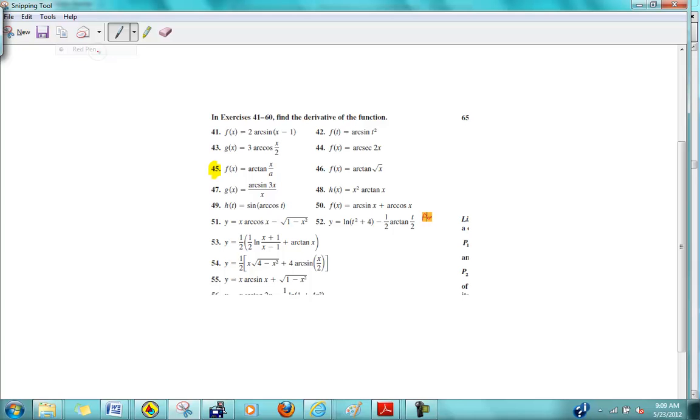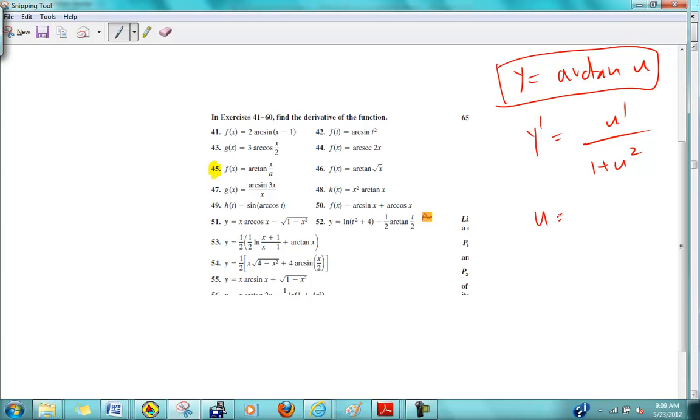So before we do that, let's get the formula down. If y equals arctangent u, then y prime is equal to, can someone give me the formula, please? U prime over 1 plus u squared. And so if you compare this to the question that we have, what's u equal to? X over a. What's u prime equal to? 1 over a. And then you just chug.